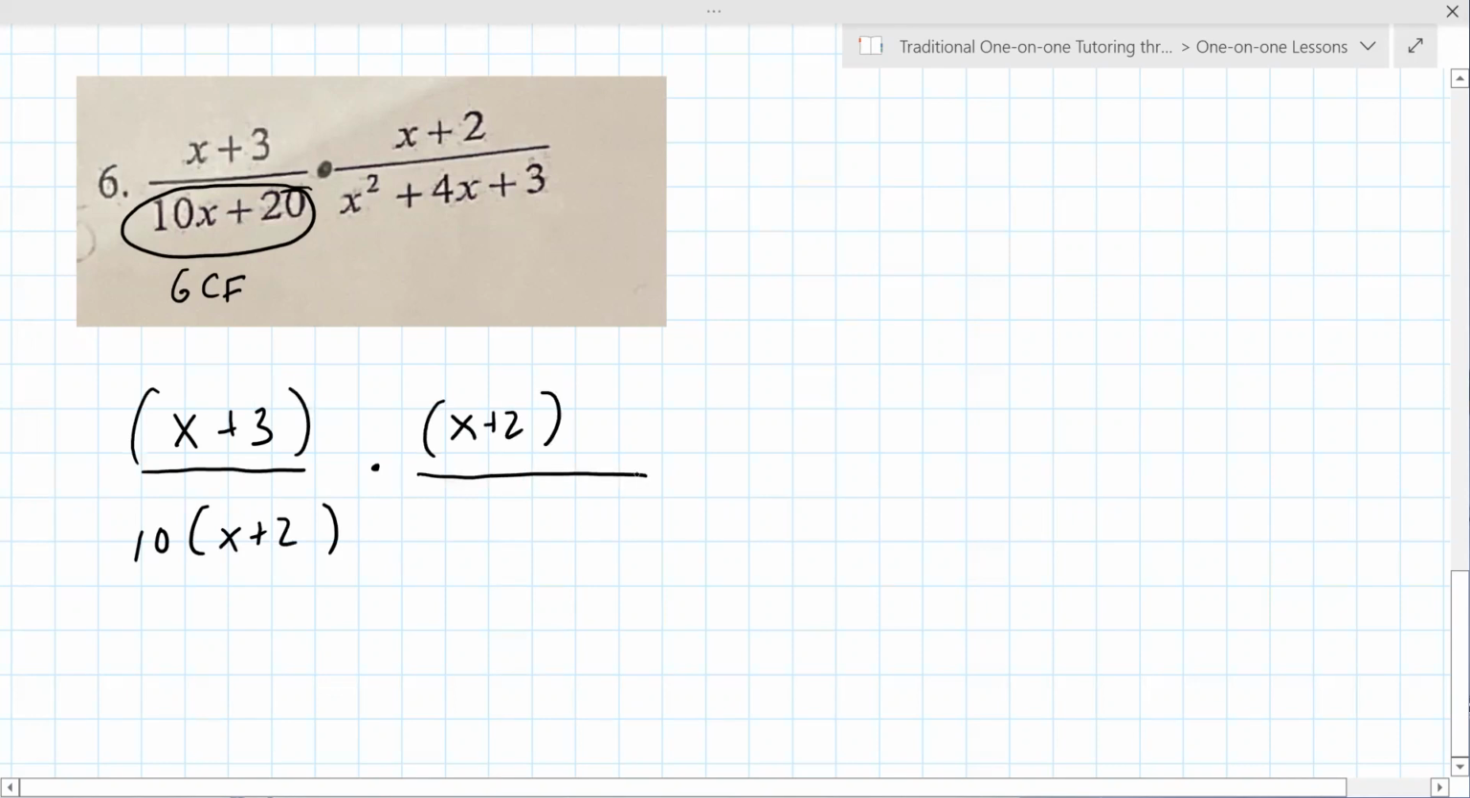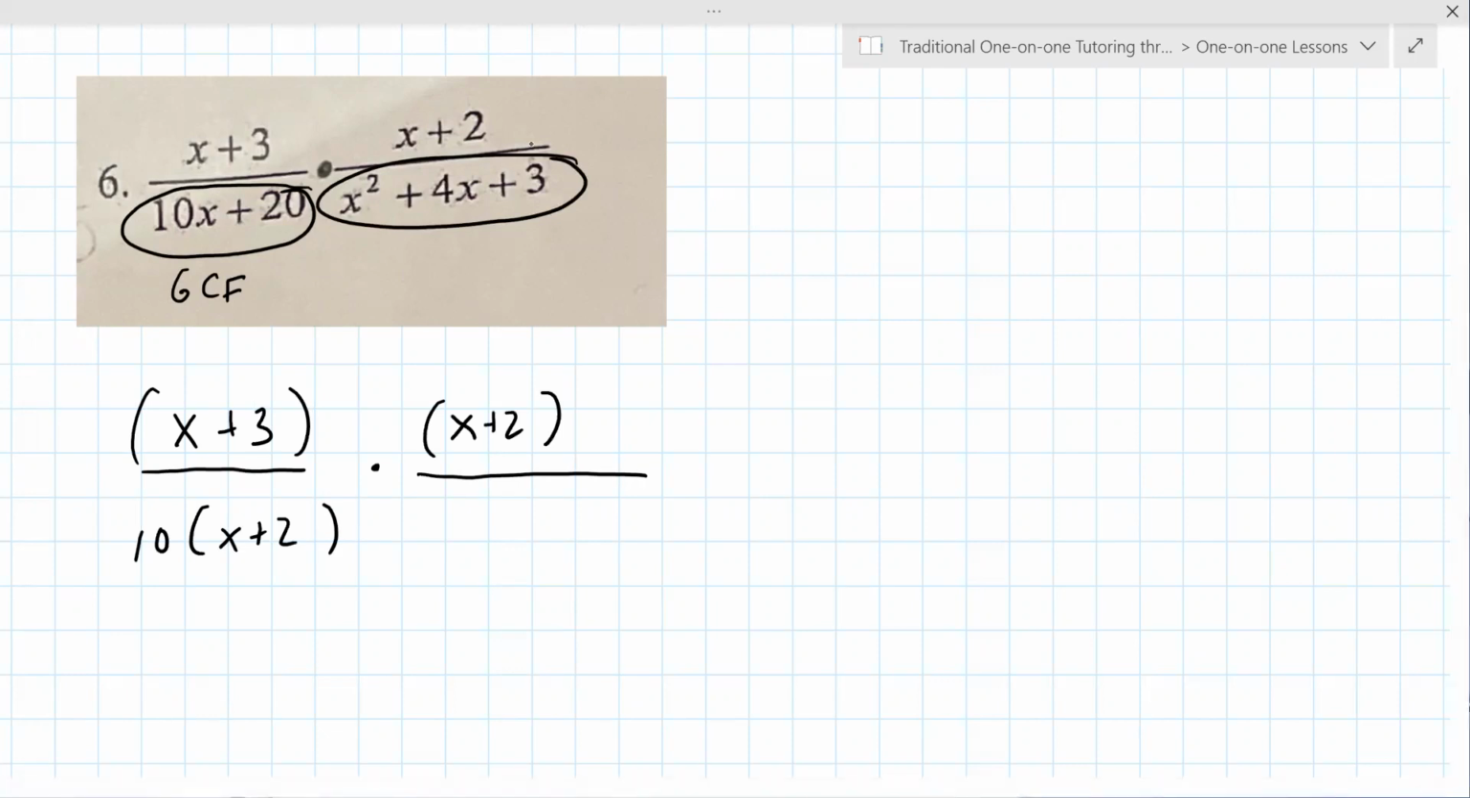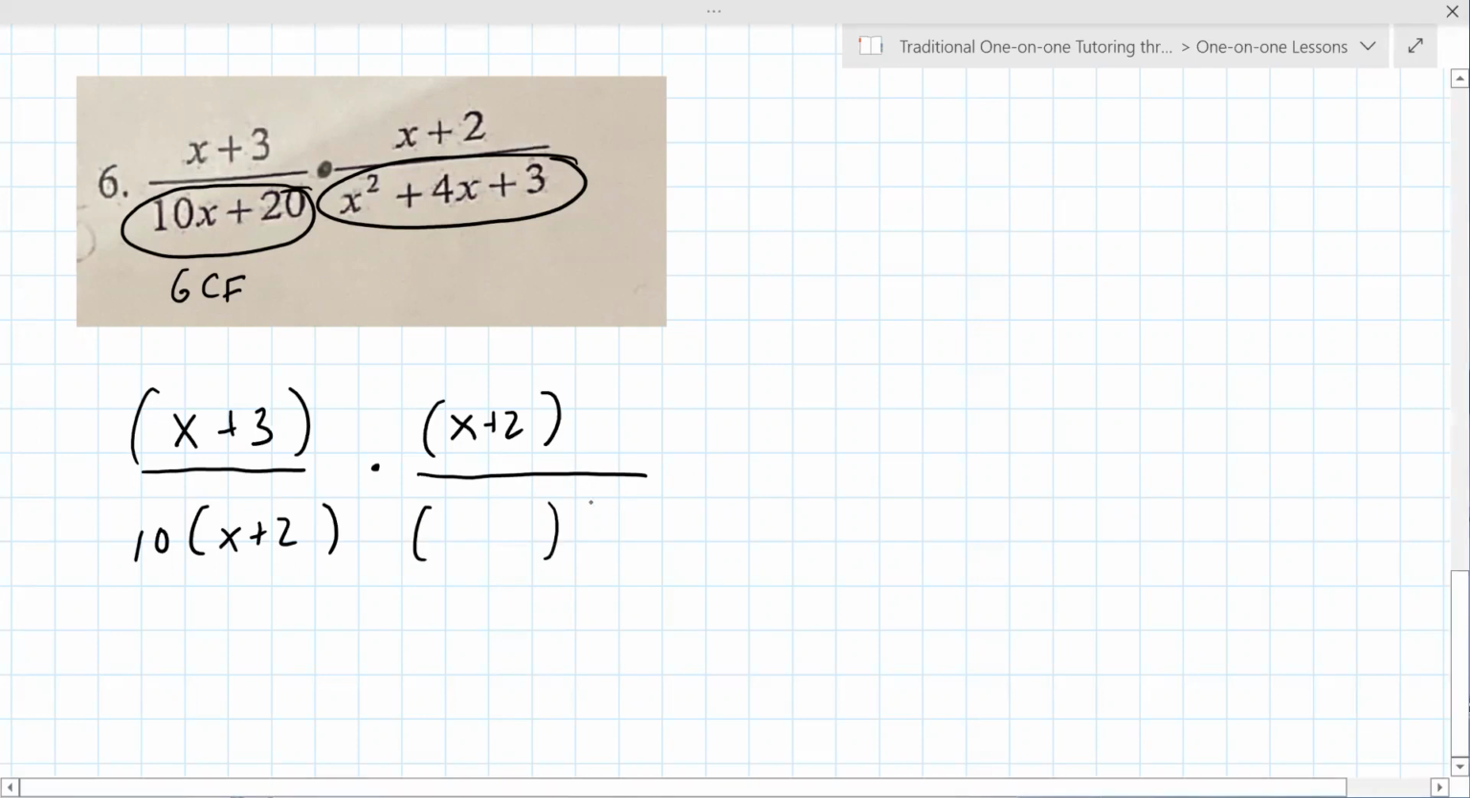Okay, so the question here is what about this up here? How do you factor x squared plus 4x plus 3? Oh my God, I forgot what it's called, but I know how to do it. Okay, so go ahead and do it and tell me what goes down in the bottom here. X plus 3, X plus 1. Yes.